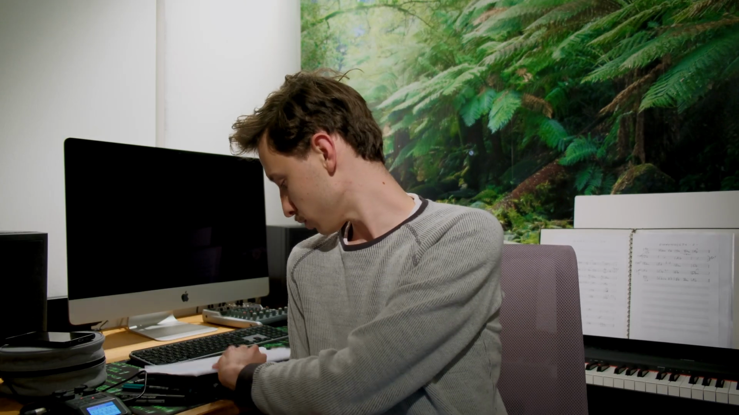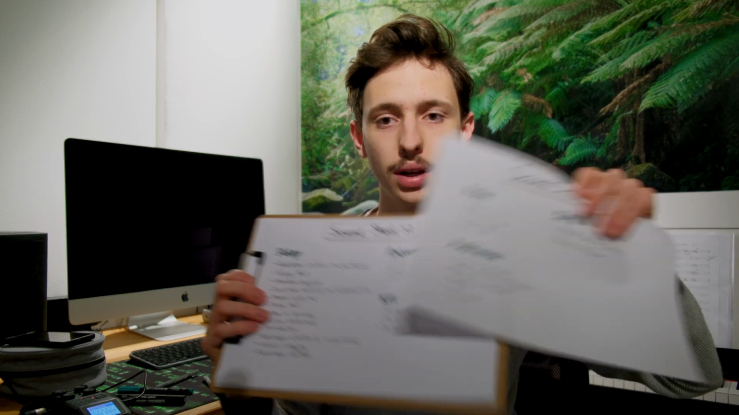To avoid doing things randomly, we must first make a sound plan. This is called a spotting sheet. You do this by watching your film multiple times and writing down all the sounds that are needed. This is one for my short film, scene 1 and scene 2. Let's take scene 1 as an example.